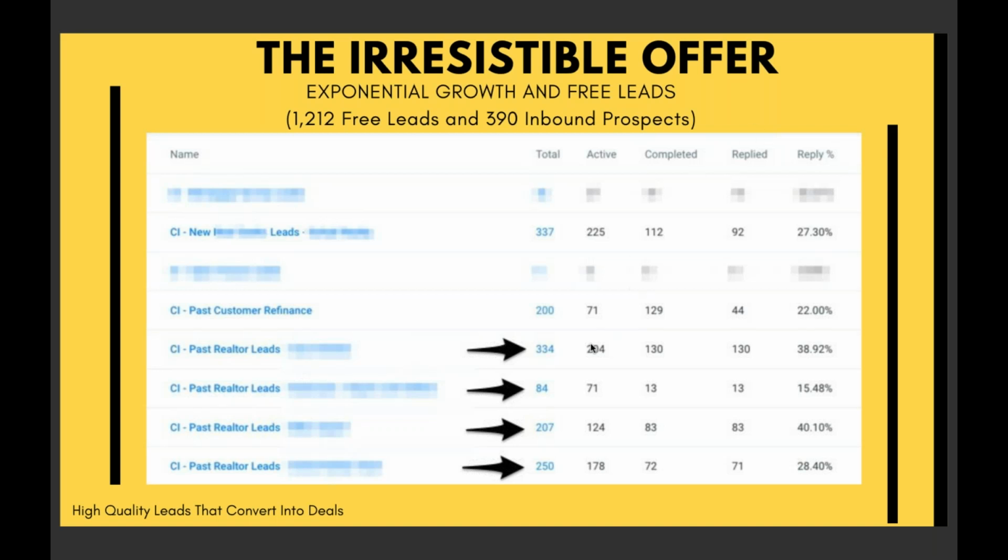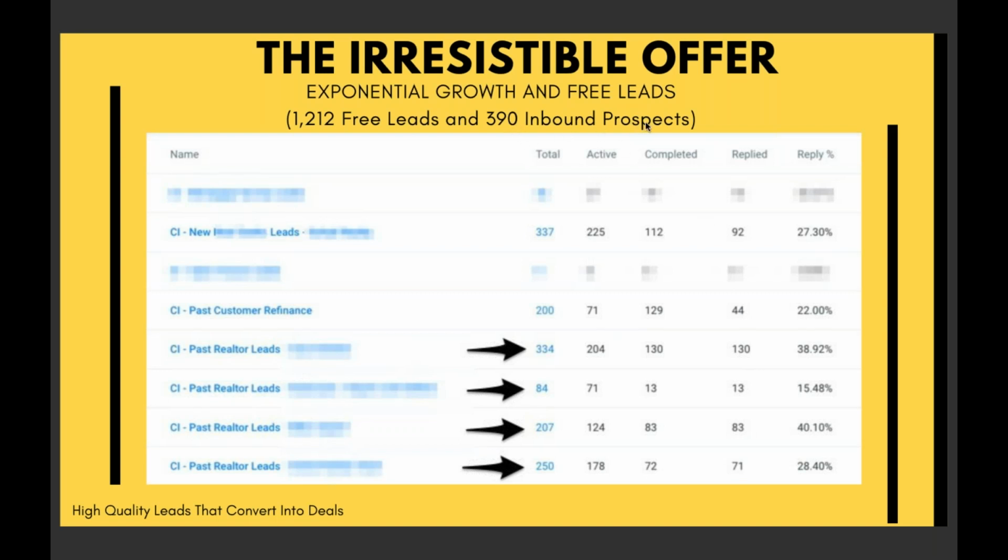So this is a screenshot, again, of our CRM. It's called Connect My Leads. This is Mike's campaign that you saw from the testimonial earlier. There's 1,212 free leads. That's the total leads column over here. So 337 leads here, 334 in this one. This realtor sent him over 84 leads. This realtor sent him 207. And then over here on the right-hand side, you can see the conversion percentage, the number of people that replied to the messages that got sent out.